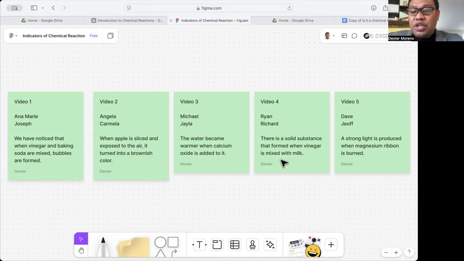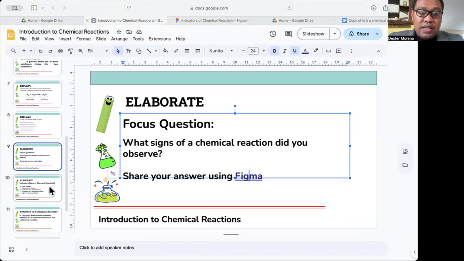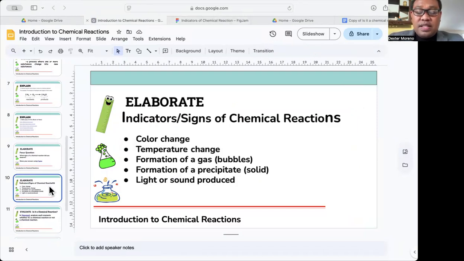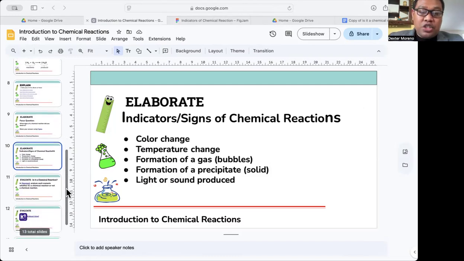And video 4, Ryan and Richard, you said there is a solid substance that is formed when they mix together the vinegar and milk. And that solid substance is what we call a precipitate. In video 5, Dave and Job, you said there's a strong light that is produced when a magnesium ribbon is burned. All right, good job. You have very good answers, guys. So again, before we move on to the next activity, I want you to use this knowledge to answer the questions, okay? Again, signs of chemical reactions: color change, temperature change, formation of a gas, formation of a precipitate, and light and sound production, okay?